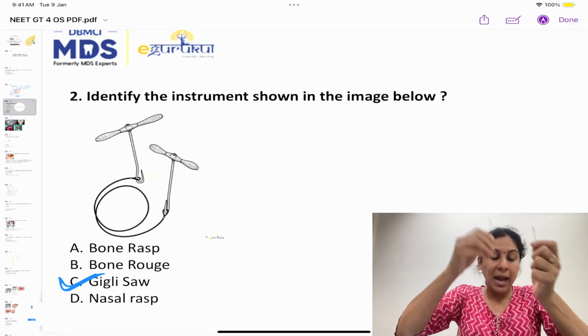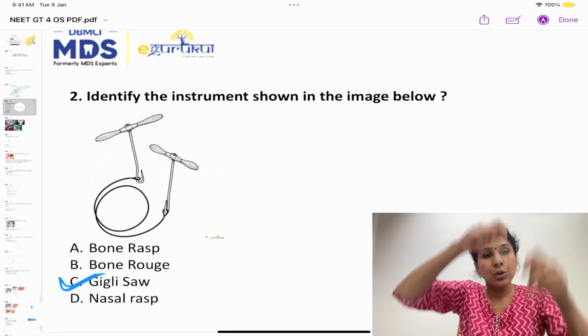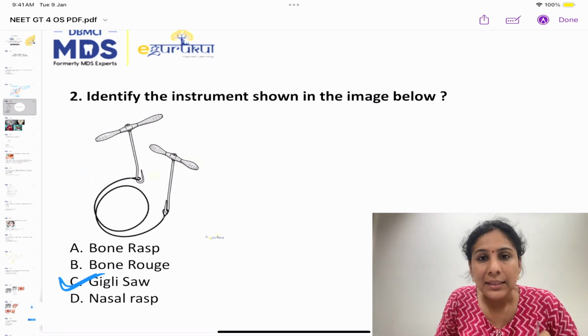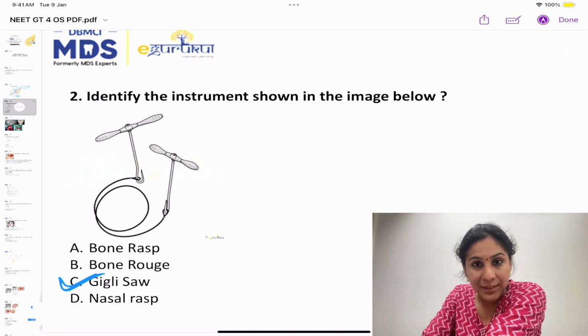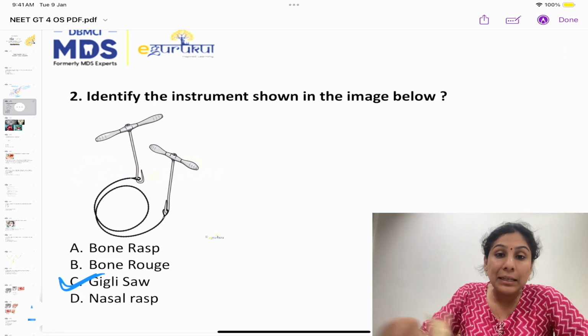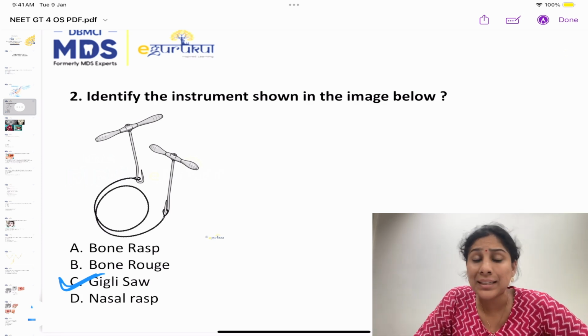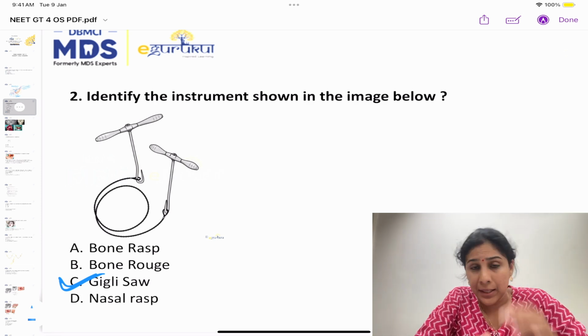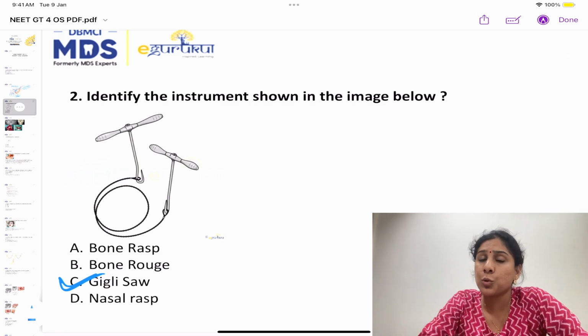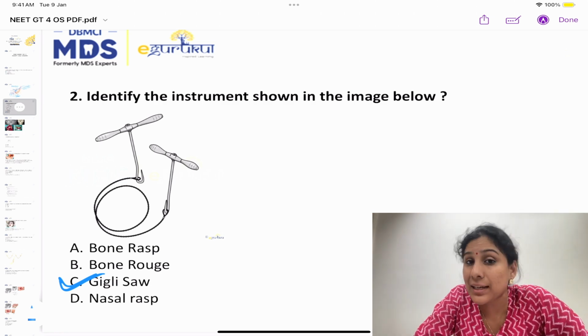I just move the handle of the giggly saw 2 or 3 times, and within seconds the mandible is resected. Alright, so this is a giggly saw, very commonly used in cancer cases, very commonly used by ENT surgeons and plastic surgeons and whoever is doing oral cancer resections.